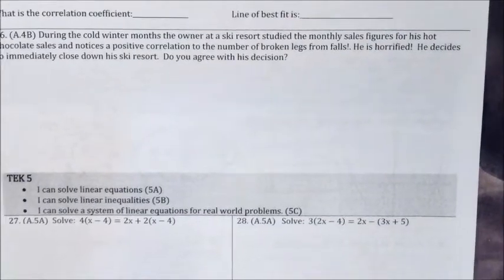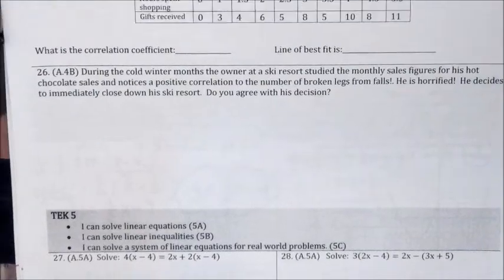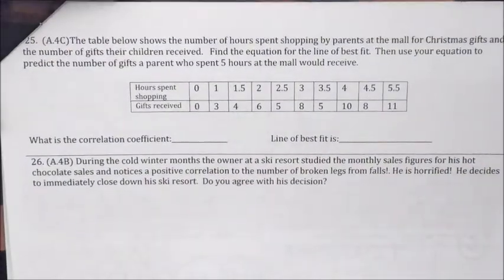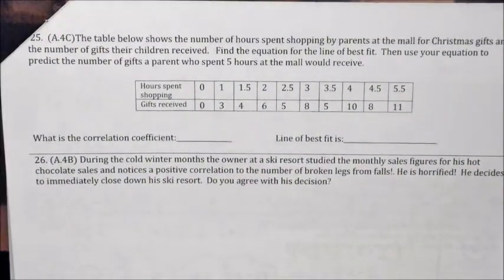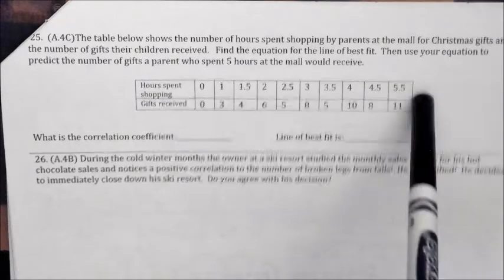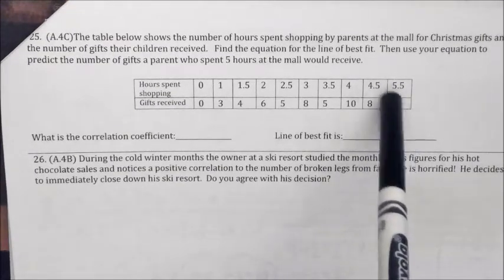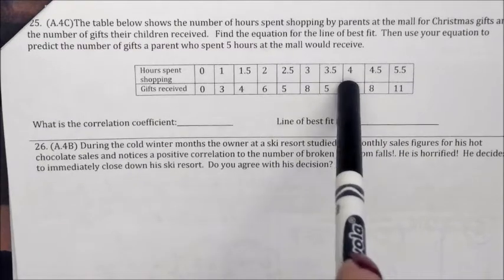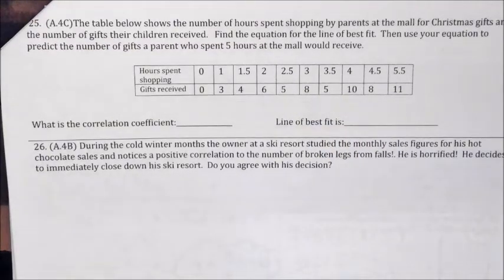Let me move this down and over a little bit. All right. Oh, that's up high one more. Okay, here we go. The table below shows the number of hours spent shopping by parents at the mall for Christmas and the number of gifts the children received. Find the equation for the line of best fit. Then use your equation to predict the number of gifts a parent who spent 5 hours at the mall would receive. 5 hours, if I'm looking at that, probably between 8 and 9 presents. So we're going to take this, put it into our calculator, and here we go.